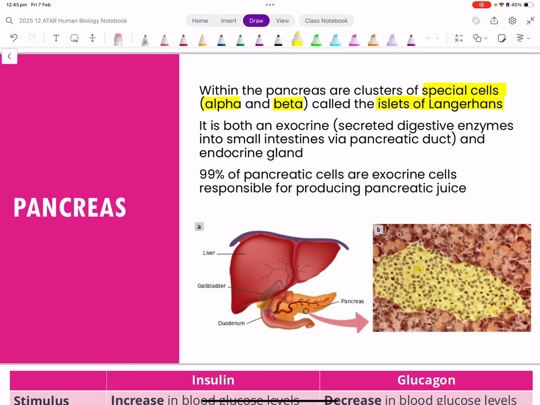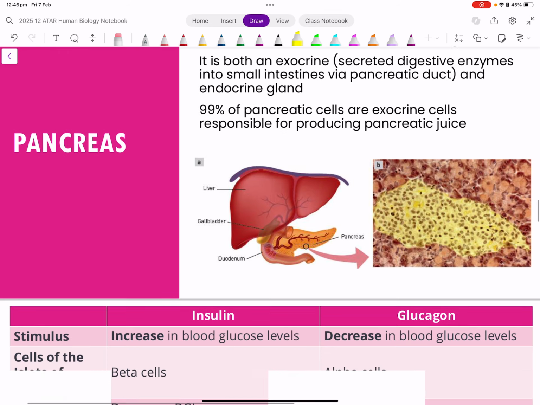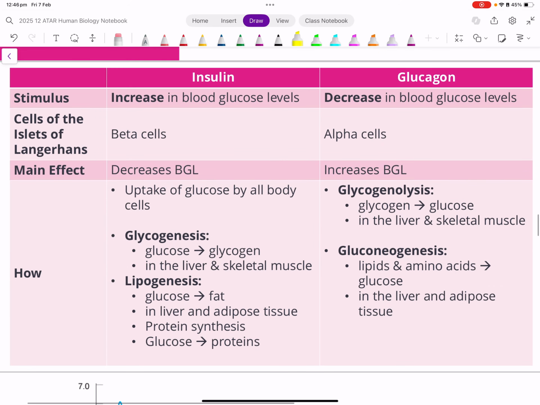Now, as the pancreas is both an exocrine and endocrine gland, we are not going to be talking about the exocrine feature here. The exocrine feature of the pancreas is much more to do with the pancreatic juice, and this is important last year in year 11. What we are going to look at today is this endocrine feature, and this endocrine feature is really important in the control of blood glucose levels, thanks to two particular hormones.